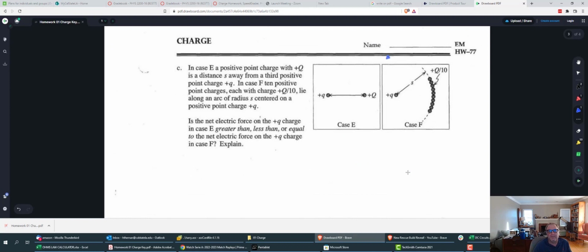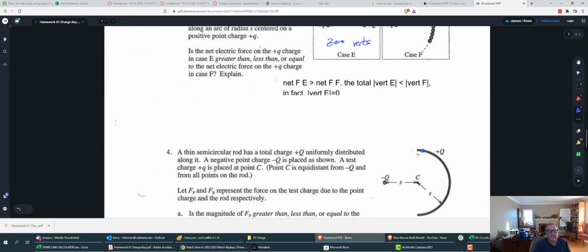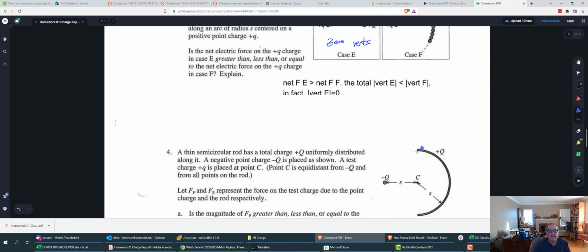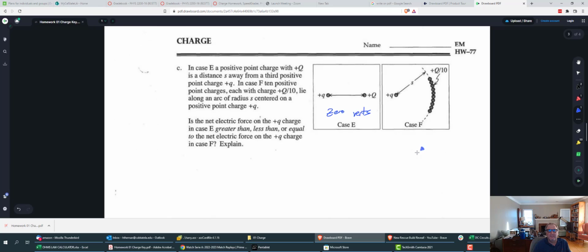Here it's a similar thing. In this case, there are zero vertical components. And I thought, oh, I wrote that out, but the comments aren't showing up. Well, that stinks. Okay.